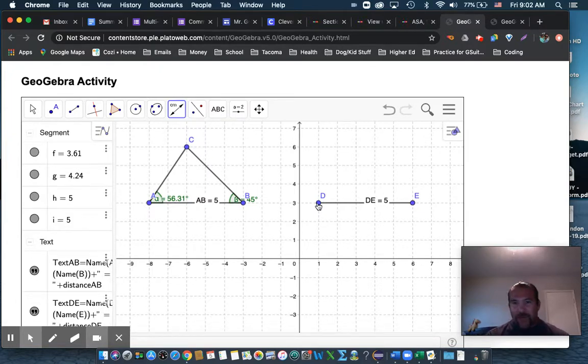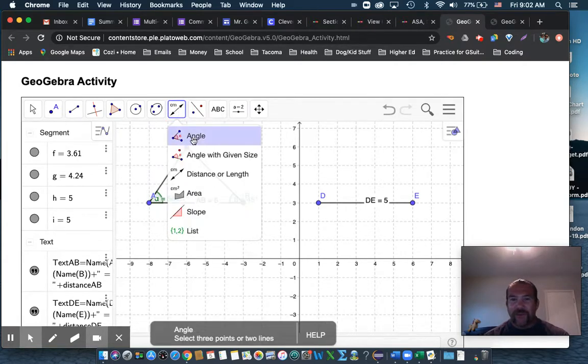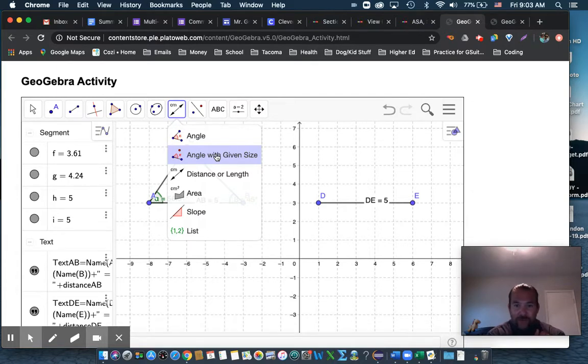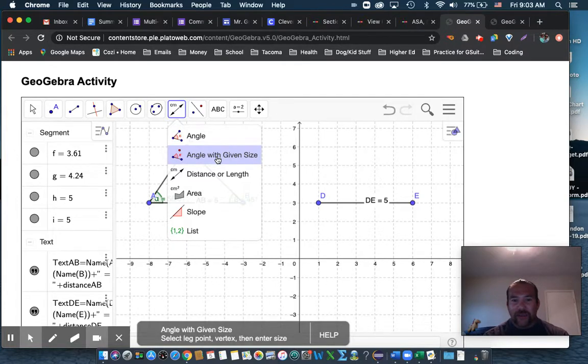Now, the next thing we need to do is draw in this angle and this angle here. So this is where this program can get a little bit funky. So instead of using this tool, because we don't know where F is going to be up here, that's what we need to figure out. Where would point F be to match up with point C? So I'm going to use the angle with given size. So this is going to allow me to pick 2 points and then draw an angle from those 2 points. So if I hover over, it says select leg point, vertex, then enter size.